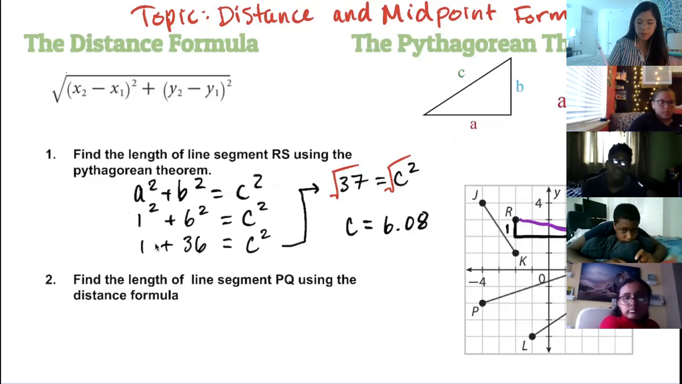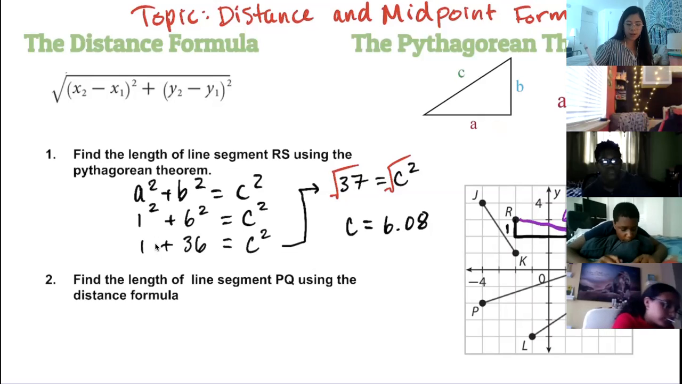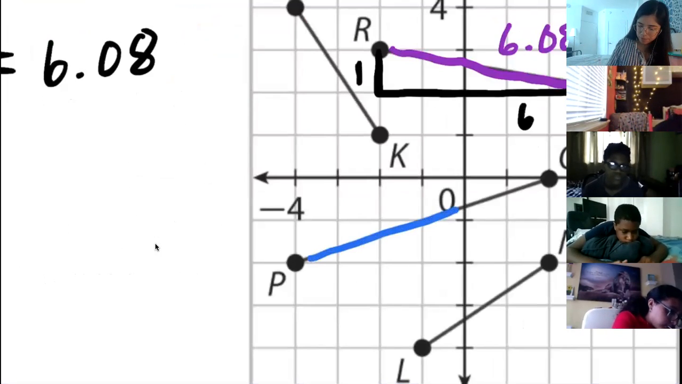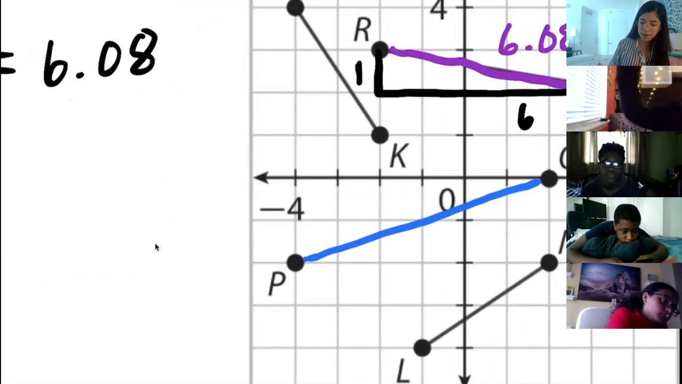So number 2, now we're going to find, oh, and let me label RS. So RS is 6.08. Now we need to find the length of line segment PQ, but this time we're going to use the distance formula. So we're not going to draw our triangle. We're not going to use the Pythagorean theorem. We are going to use the points P and Q.